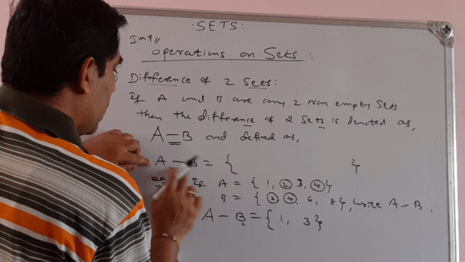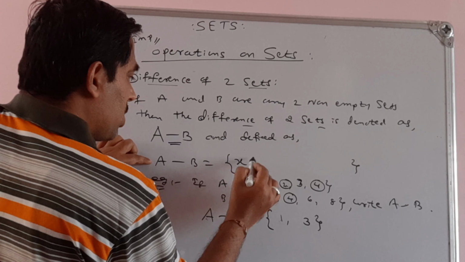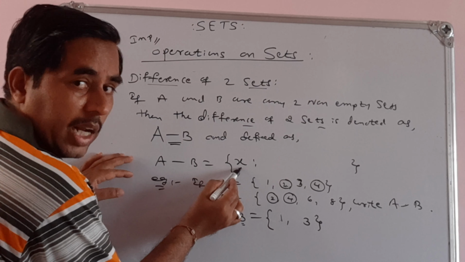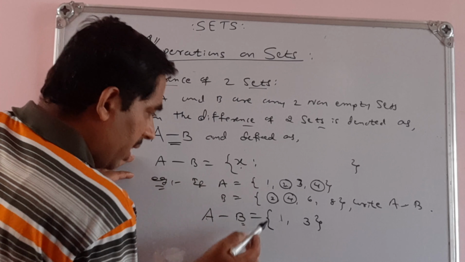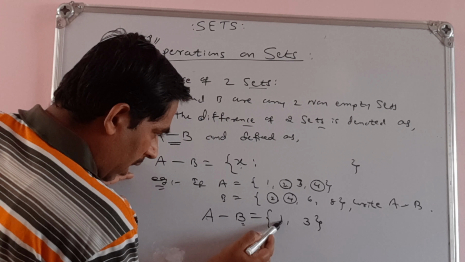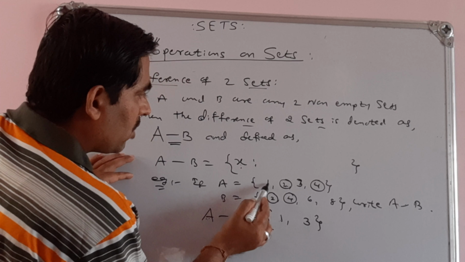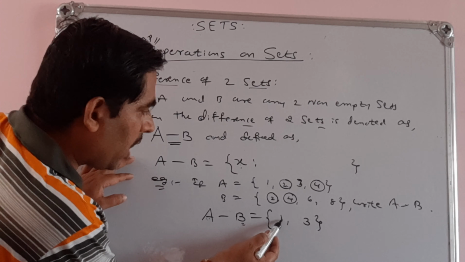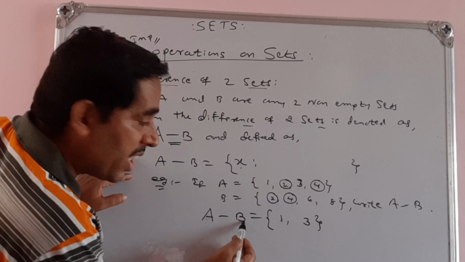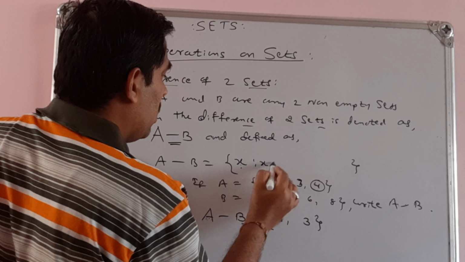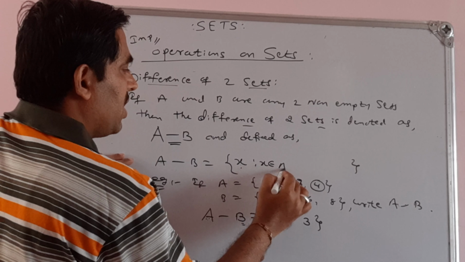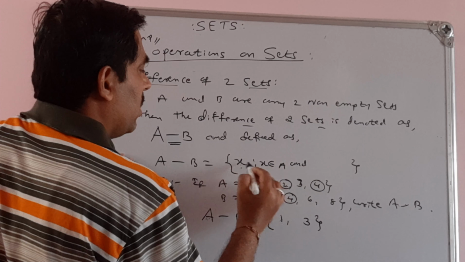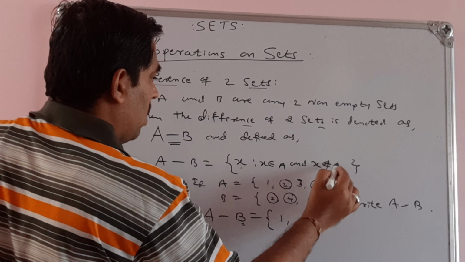What is the definition here? The general definition: whatever elements you write, such that this element, observe here, 1 belongs to A, but 1 does not belong to B. So the element you write must belong to the first set and must not belong to the second set. So x such that x belongs to the first set A, and this x does not belong to the second set B.